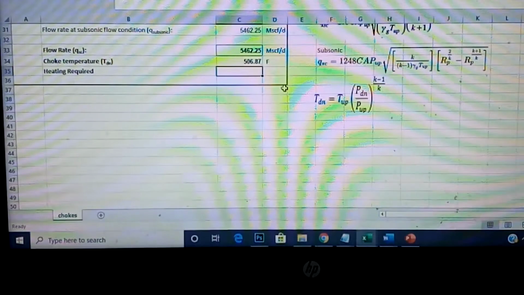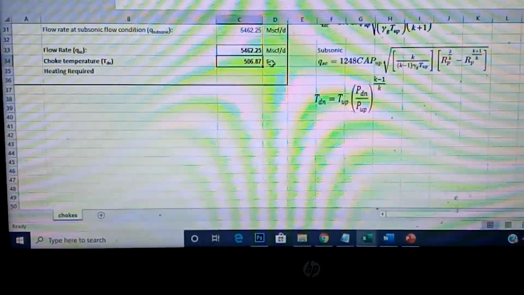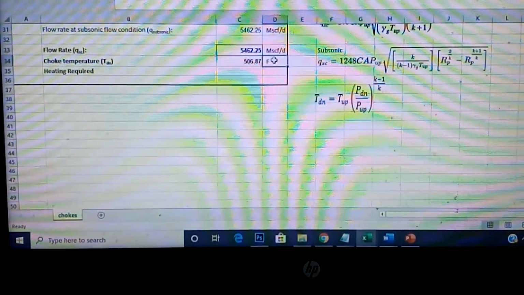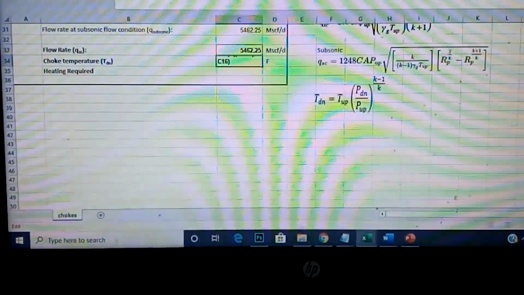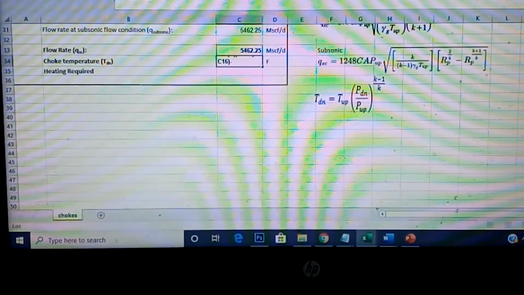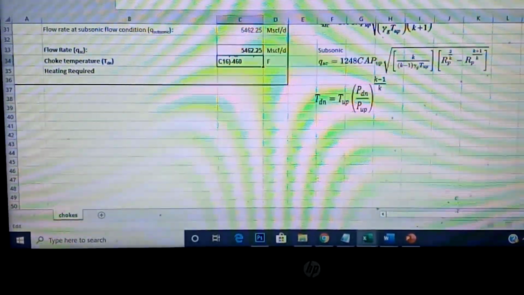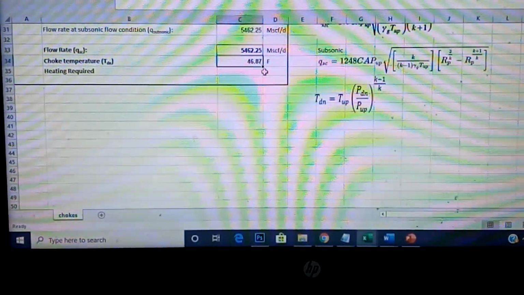That's it. So the temperature, oh, I forgot something. This is in Rankine. But here I want to change it to Fahrenheit. So what do I do? At the end of the formula, I do minus 460. I have to subtract 460 to convert it back to Fahrenheit. Minus 460. So the temperature is 48 degrees.